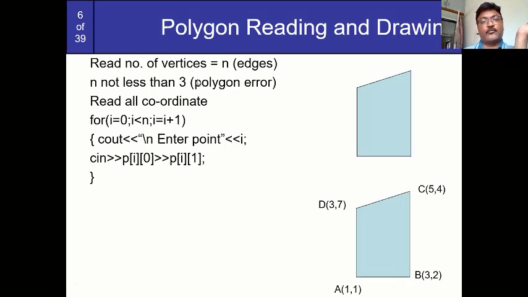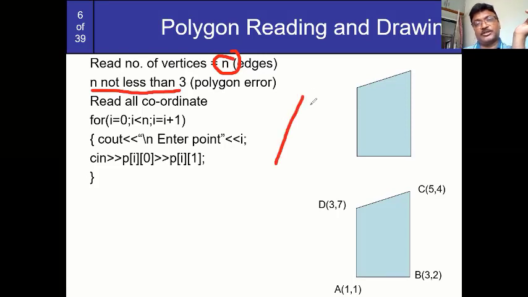Suppose I have considered this as my polygon. The number of edges of this polygon is 3. If that n value is less than 3, you cannot draw the polygon with 2 edges. You must have a minimum of 3 edges. Then you can draw this triangle or polygon. So if 2 edges or 1 value are entered, you have to show a polygon error. Then read the coordinates one by one.